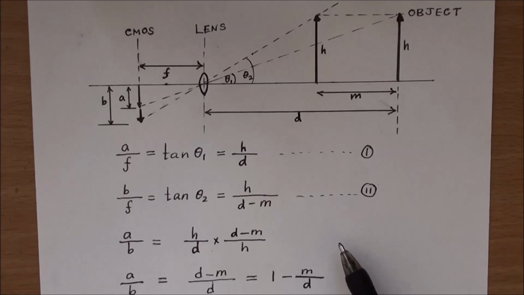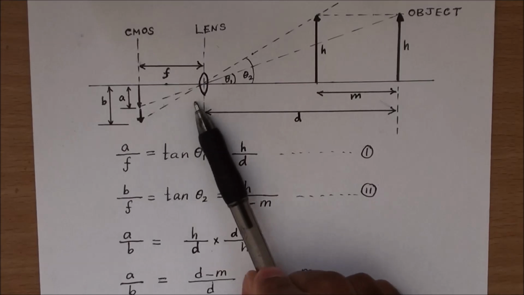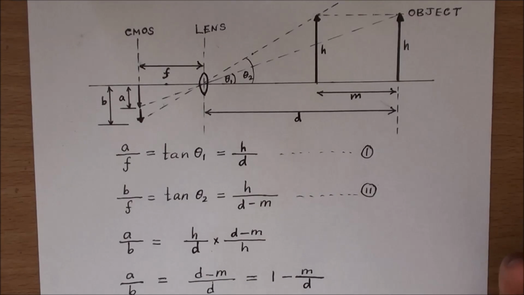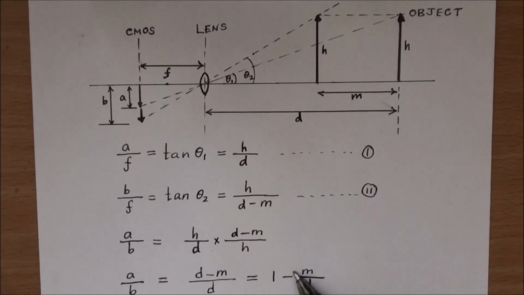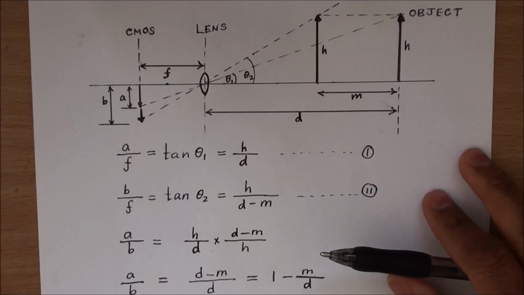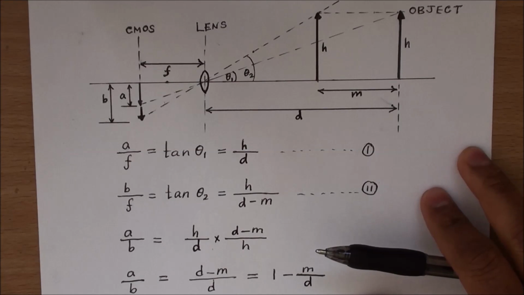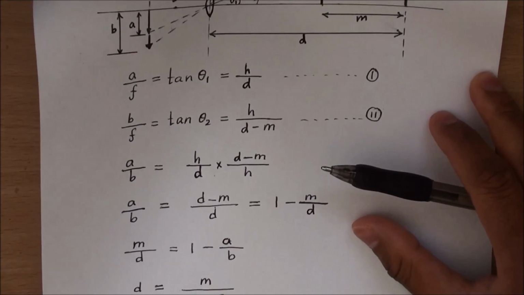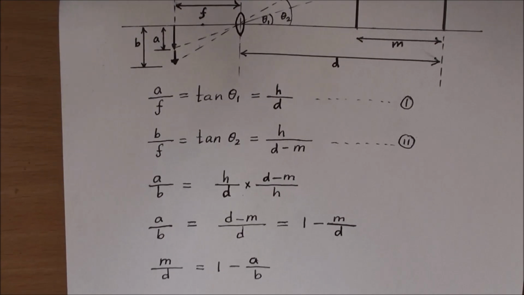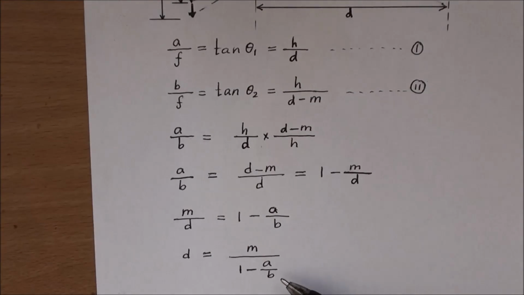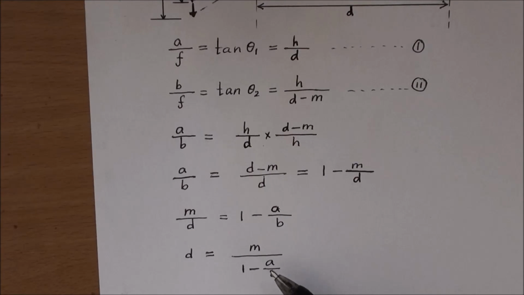So you can either move the object close to the lens, or you can move the camera closer to the object. It's the same thing. So therefore you know the distance m. What you don't know is d, and you're trying to find that out. So if you make that the subject by manipulating the equation, you will see this equation, which basically says d equals m over 1 minus a over b.